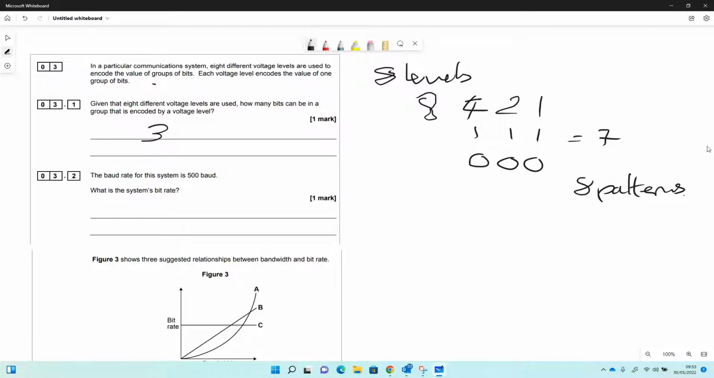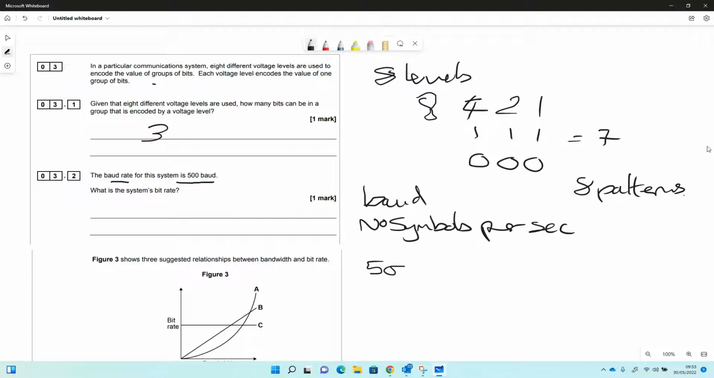So then the baud rate for this system is 500 baud. So baud rate, that's the number of symbols per second. So we know we've got 3 symbols. So if it's 500 baud, 500 symbols per second, what is the bit rate? Well, it's 500 times 3. So it's 1500 bits. So let's write in 1500. That's all we need to do in there.